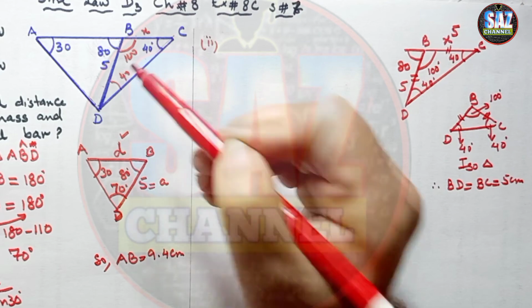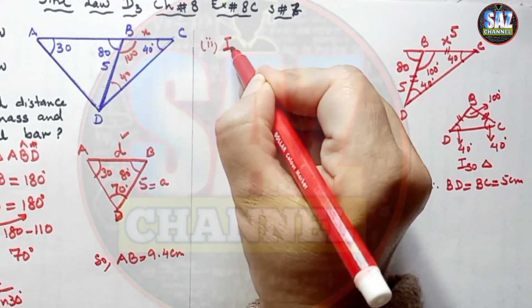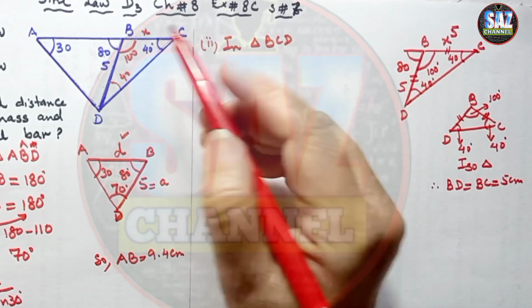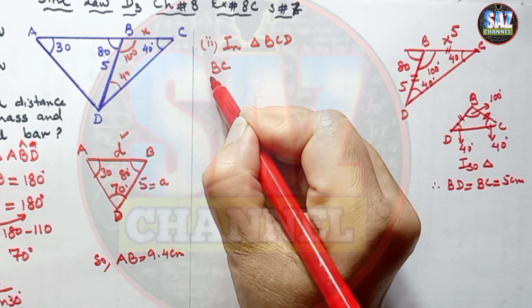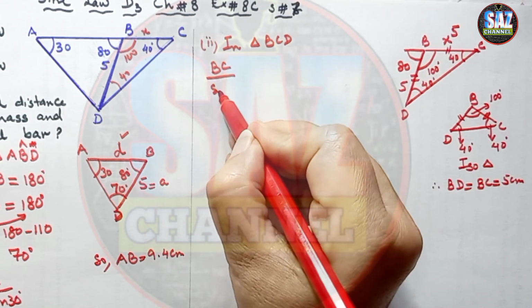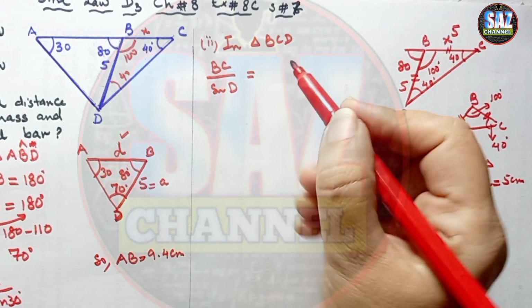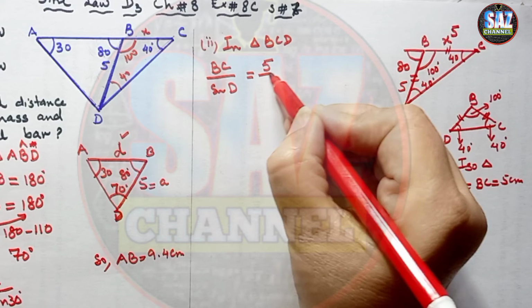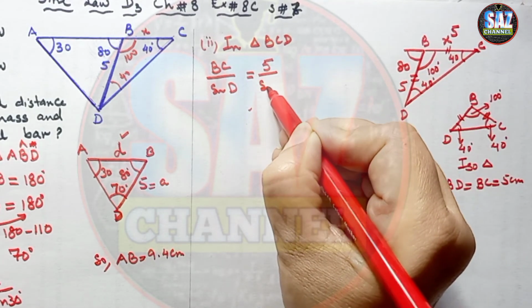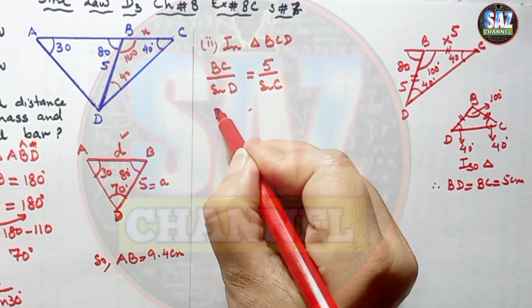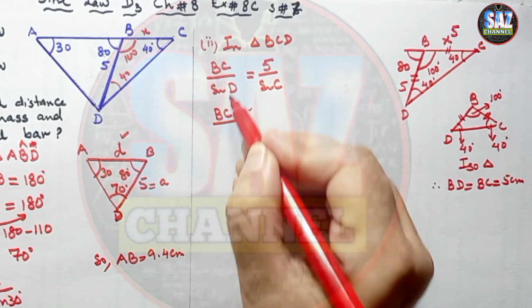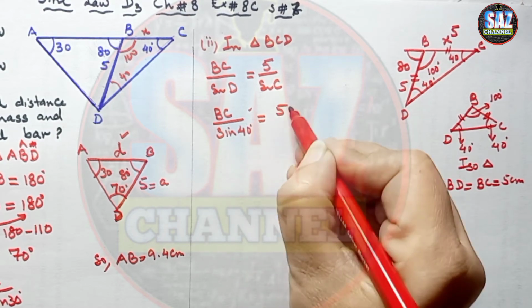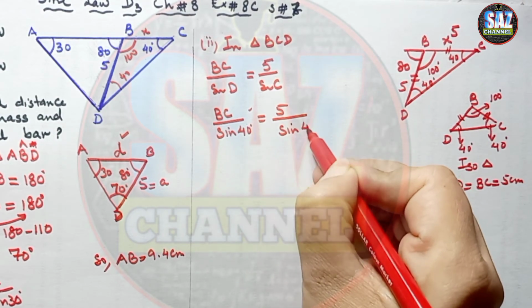In triangle BCD, BC, which is unknown, upon sine of angle D equals to, now 5 is given, that is the side C, 5 upon sine C. Now BC unknown, and angle D is my 40 degrees, so I can write BC upon sine 40 degrees equals to 5 upon sine 40 degrees.